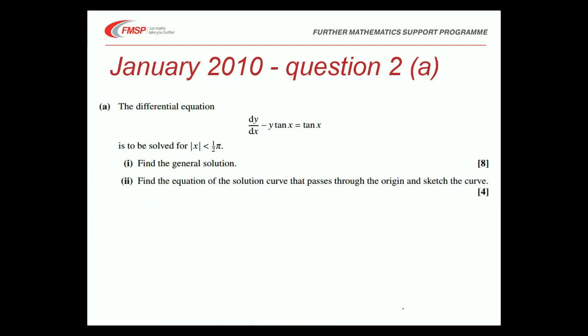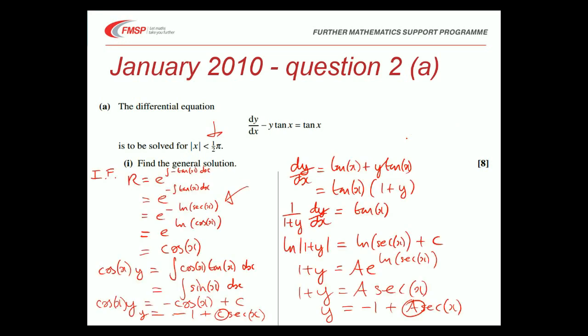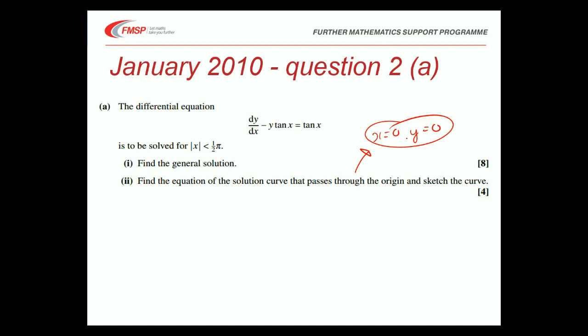What they ask us to do next is find the equation of the solution curve, the particular solution curve that passes through the origin. That is a clever way of saying that when x is 0, y is 0, and you've got to sketch it. So it's taking the words and turning it into a condition, but we know when x is 0, y is 0, otherwise it wouldn't be going through the origin. So let me just remind you what the answer was. It was minus 1 plus a sec x.